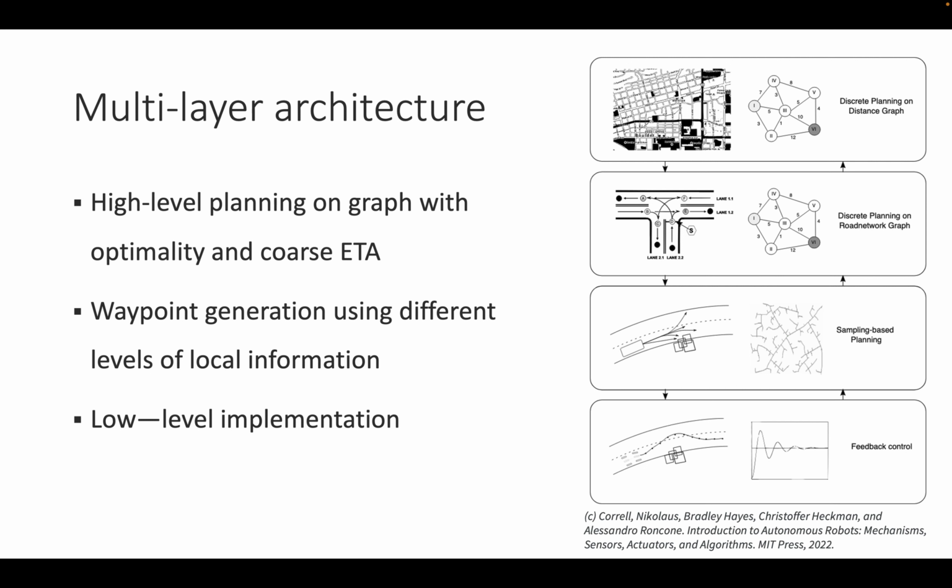So the answer is, you want to have a multi-layer architecture. At the very bottom, you want to have the feedback controllers that we've been developing once you have these waypoints. But then at higher levels, you want to actually plan on some kind of graph representation. And at the highest level, this is the Google Street Maps. This might be a building map for a robot inside a building.